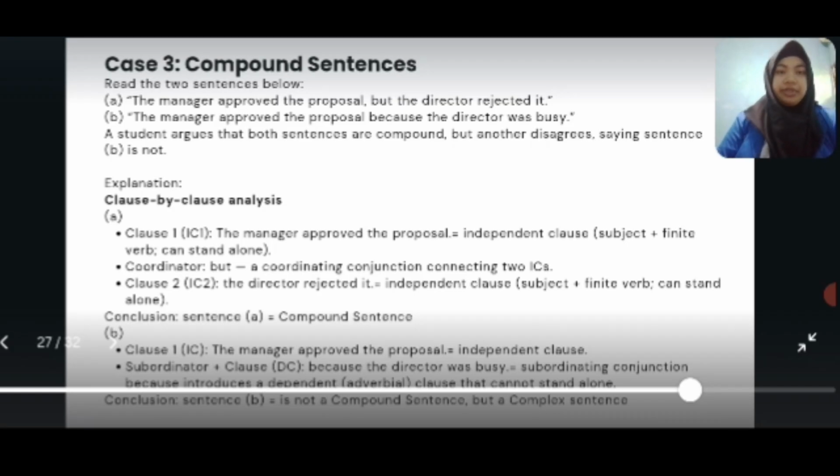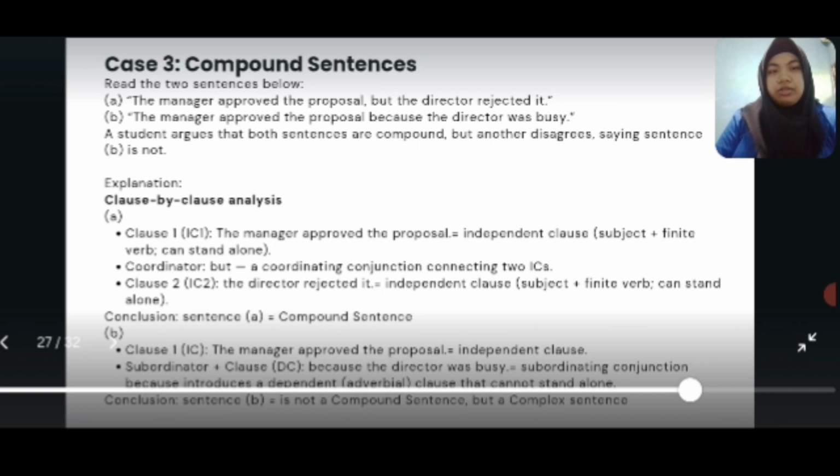There's the explanation for this. Clause by clause analysis. The sentence A, clause 1, independent clause: the manager approved the proposal. Independent clause, subject plus finite verb, can stand alone. Coordinator: "but," a coordinating conjunction connecting two independent clauses. Clause 2, the director rejected it, which means it's an independent clause, subject plus finite verb, can stand alone. Conclusion, sentence A is a compound sentence.